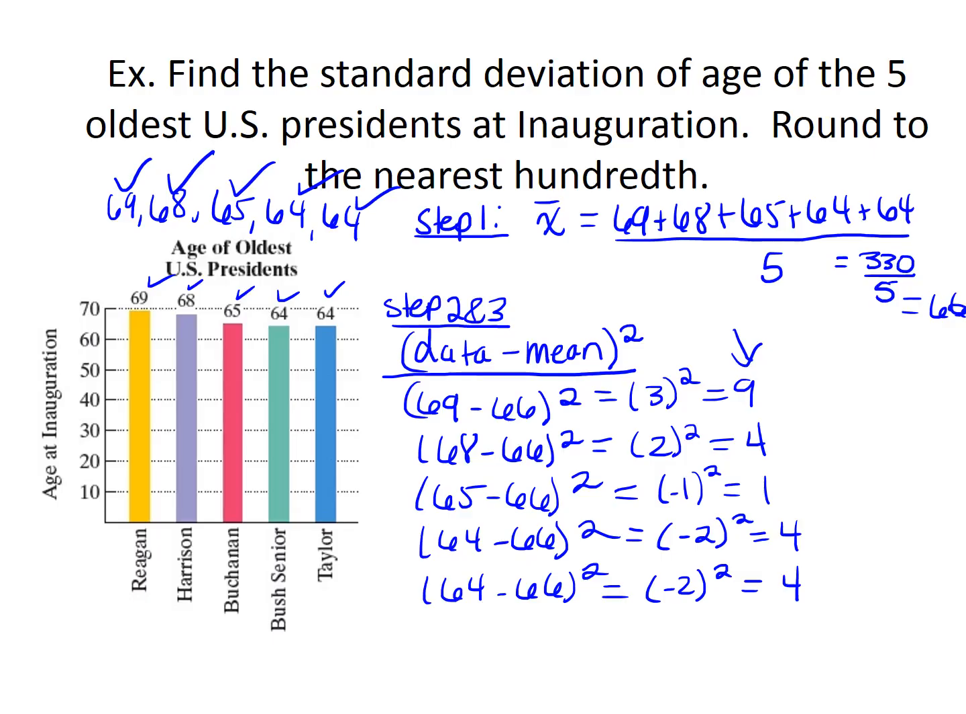So step 2 is take the data value, subtract the mean. Step 3 is to square those results, which we already did. So we did those steps together. Step 4 is to add these up. All right, 9 plus 4 plus 1 plus 4 plus 4, that's 12. 13 plus 9 is 22.